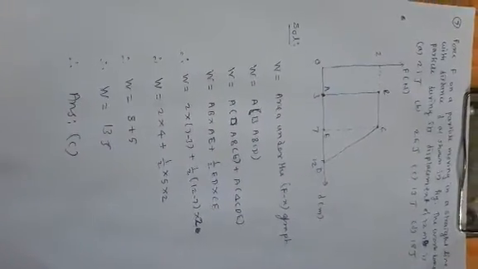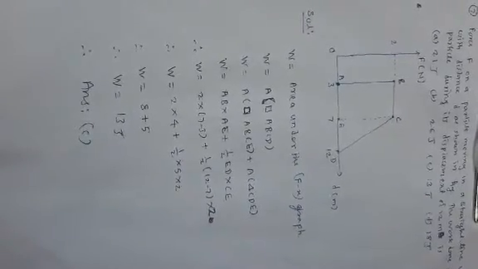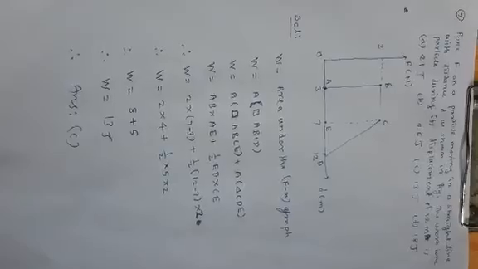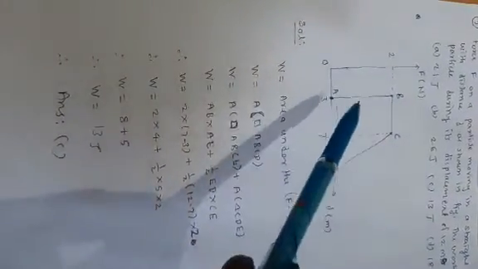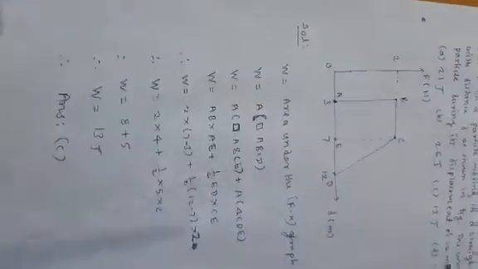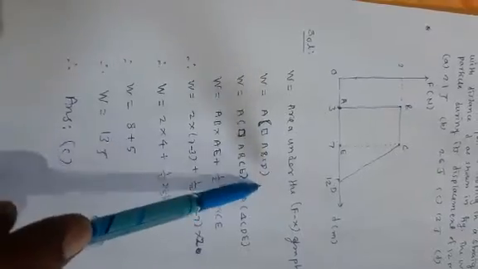We have the formula for work done with the help of graph. Work done is equal to area under the graph, and area under the graph is given by trapezium ABCD. Therefore, area of quadrilateral ABCD.